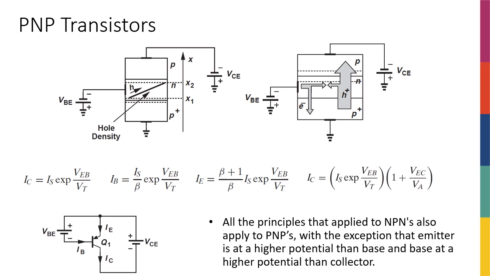Okay, so how do we build PNP transistors? Well, instead of having a sandwich of N, P, and N, we have a sandwich of P, N, and P, right? Emitter is still highly doped. The base is still in the middle, and the collector is the one on the top. Before, we had movement of electrons going from the emitter to the base to the collector. Now we have movement of holes going from the emitter to the base to the collector, because we're talking about the p-type material at the emitter.